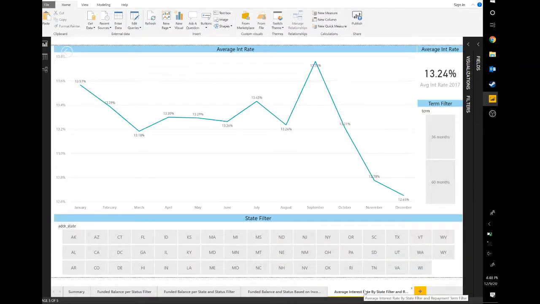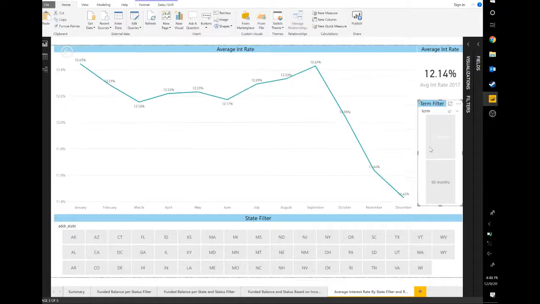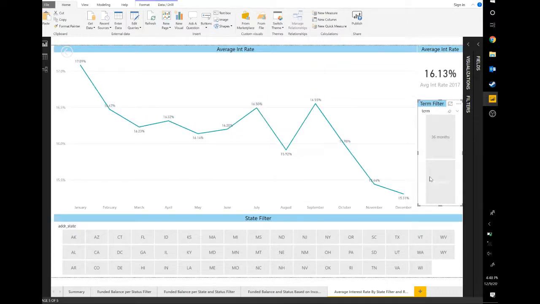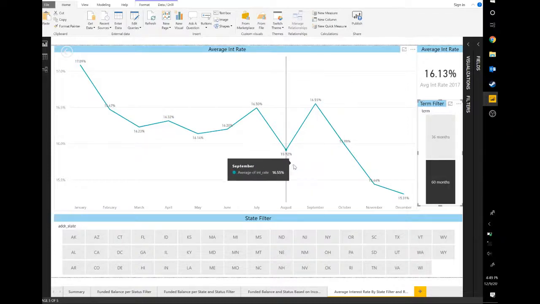The last tab shows average interest rate of all accounts. The user is able to filter account terms and states. You can see that if we choose 36 months term, the average interest rate changes to 12.14%, whereas 60 months term changes the average interest rate to 16.13%. The user again is able to further filter this information through states.